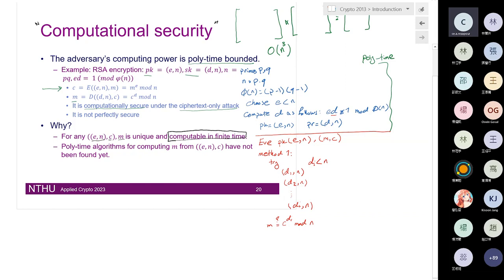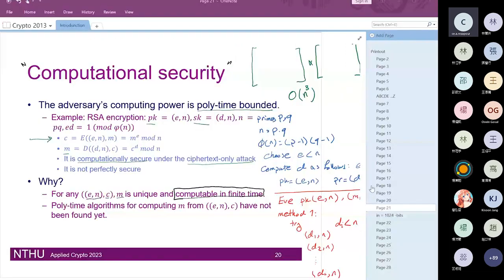All right, I think this is about the time for your break. So let's have a break for 10 minutes, and then we will come back and continue at 9 o'clock.